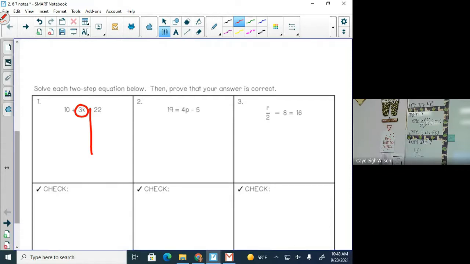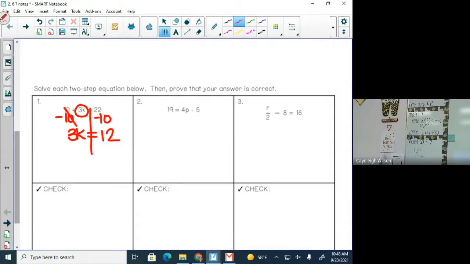Well, I want to get rid of this positive 10. How do I get rid of positive 10? Minus 10, because the opposite of positive is negative. So I'm going to subtract 10, and that's going to get this 3K by itself. So I'm getting rid of the first addition or subtraction by doing the opposite. So 22 minus 10 is 12. After you get rid of the term that's being added or subtracted, you will always have a 1-step equation. So right now, this is a 1-step equation like we've been working on, okay?